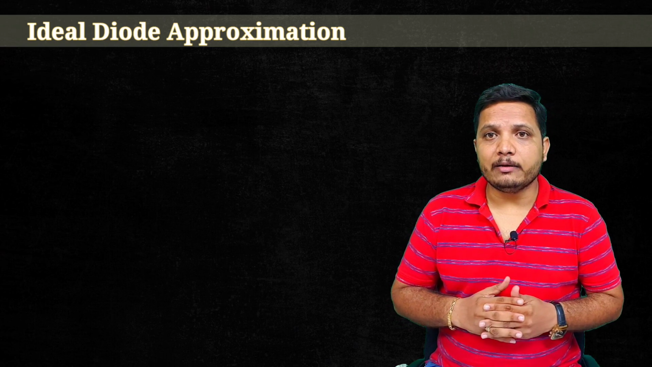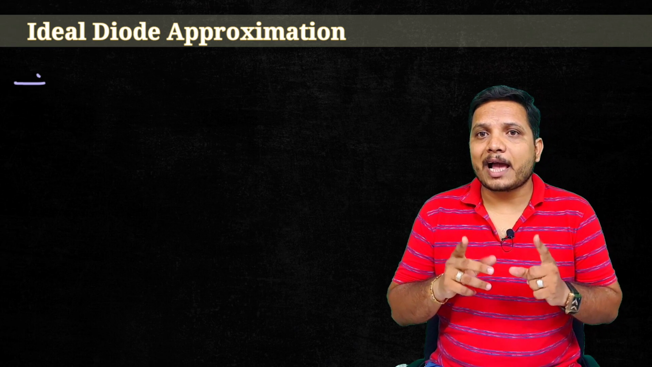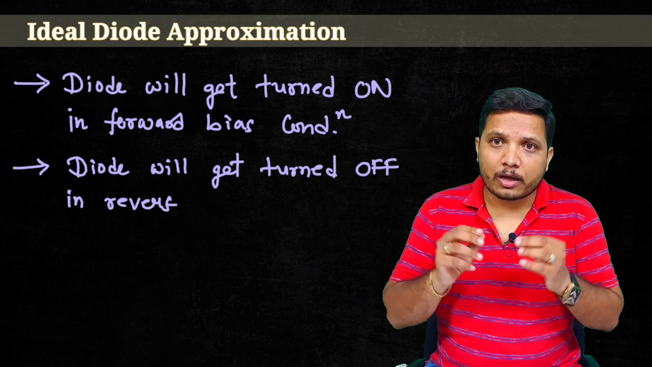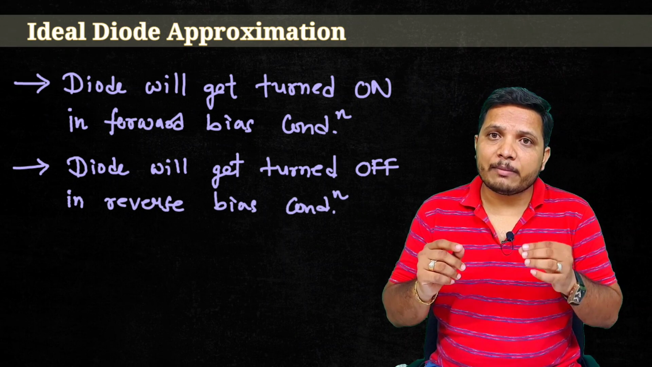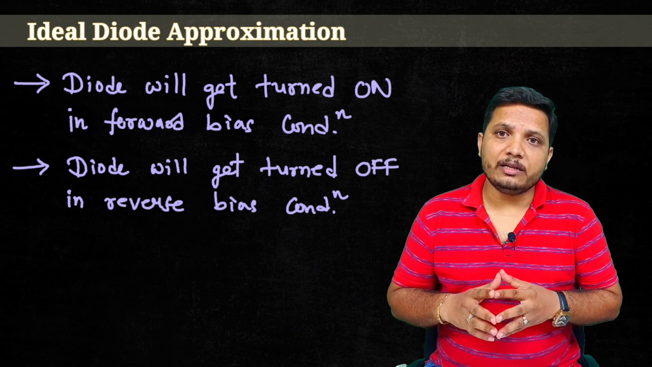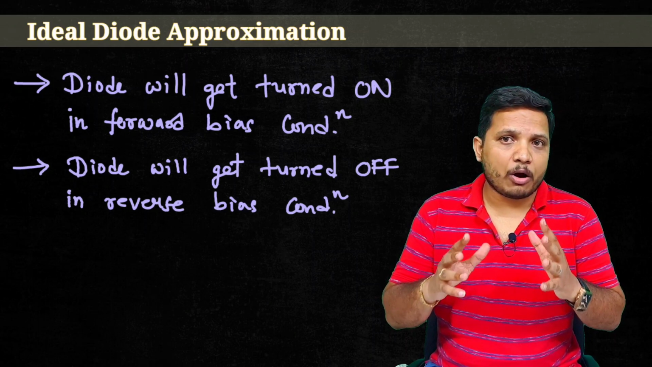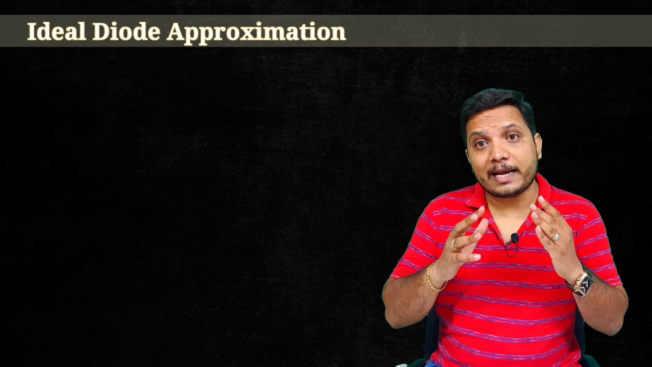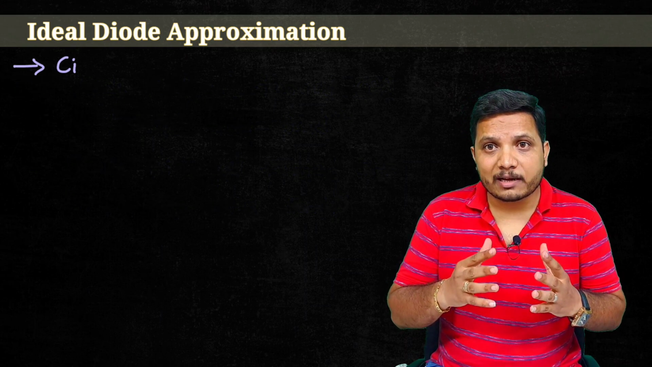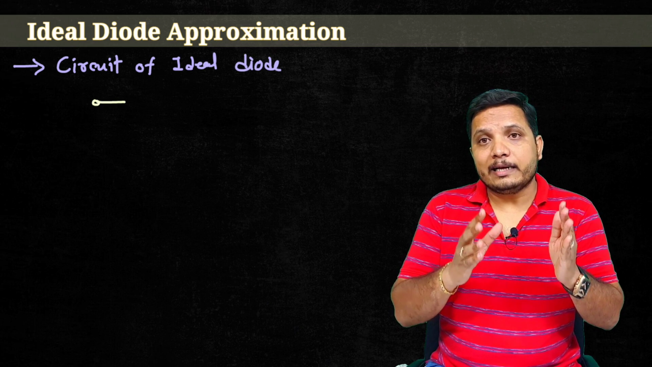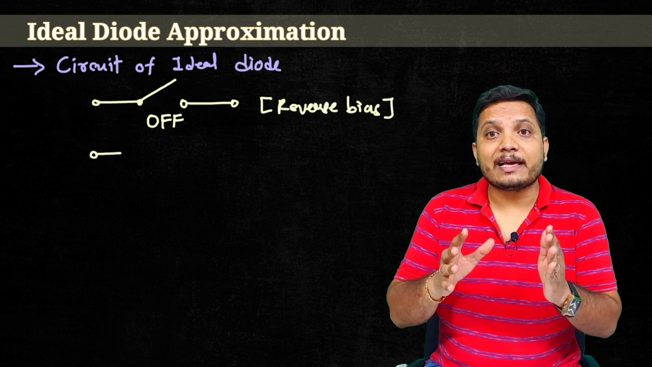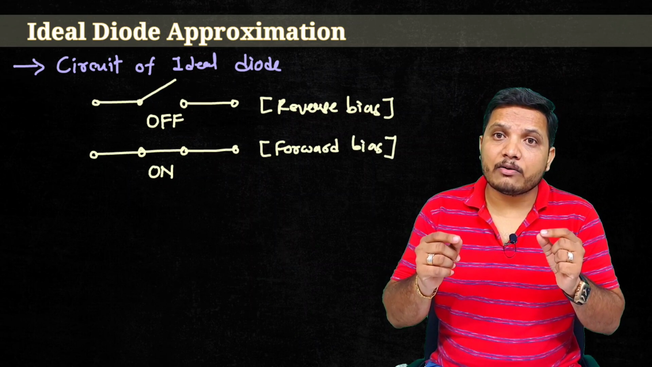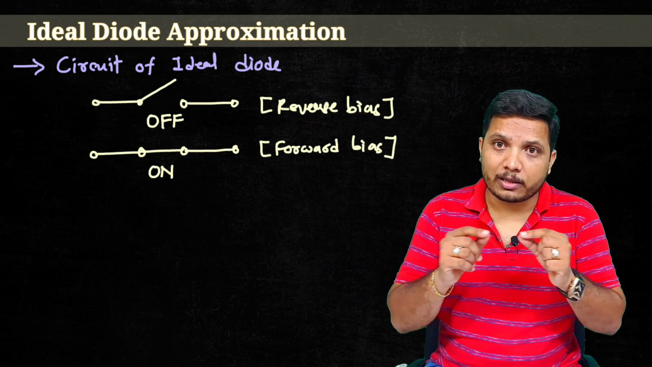Let me tell you that when you keep a diode in forward bias condition, the diode should be on, and when you keep the diode under reverse bias condition, the diode should be off, right? So that is how a diode should function. Now in an ideal diode you will observe that it functions perfectly like a switch. If you keep the diode under forward bias condition, the switch will be on.